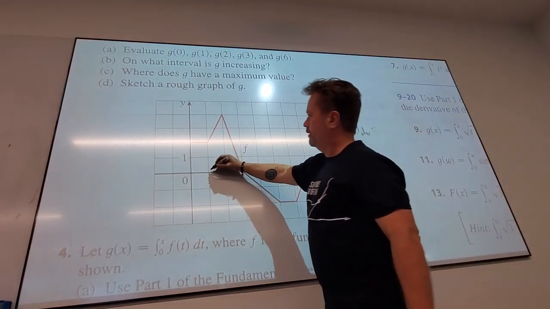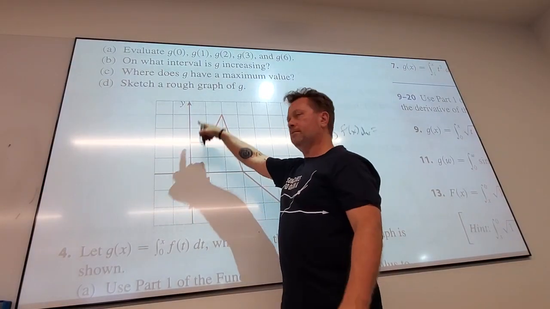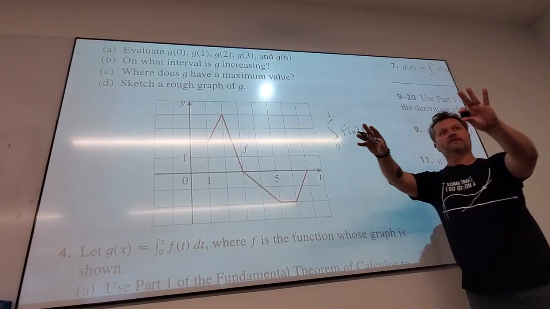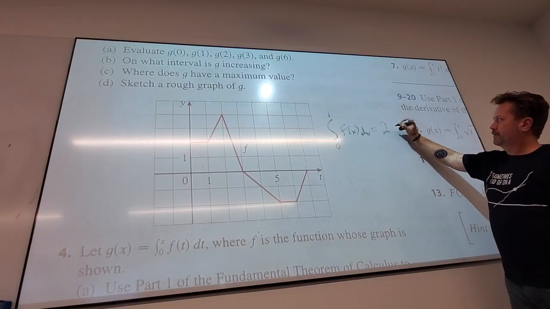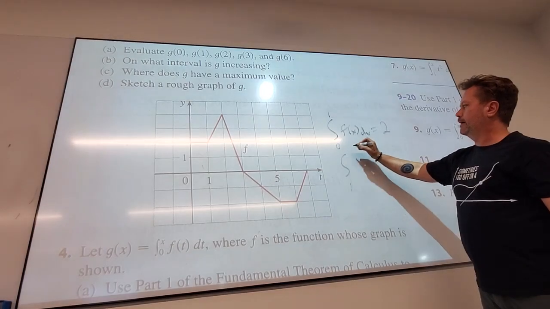Yeah. So isn't the area under this from 0 to 1 just that rectangle? 1 times 2. So it's 2. Are you guys with me? That's just 2. So what if I want to know this? What do you got, Jeff? Yeah, sure.